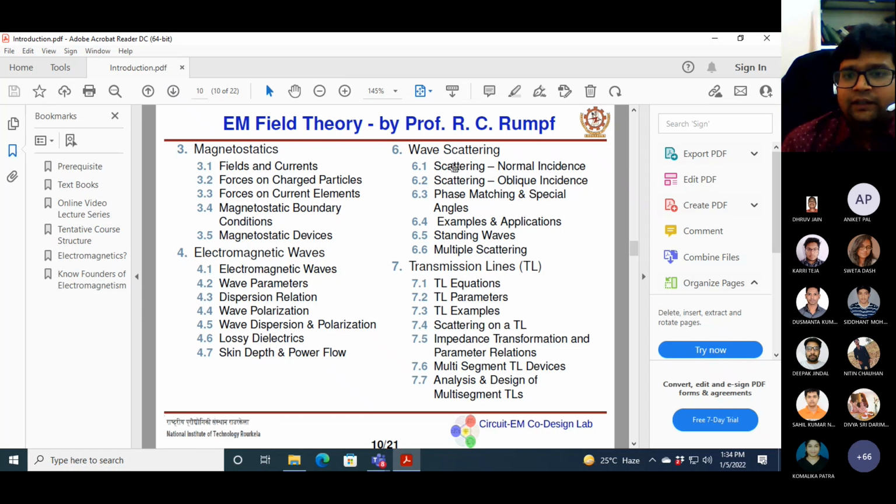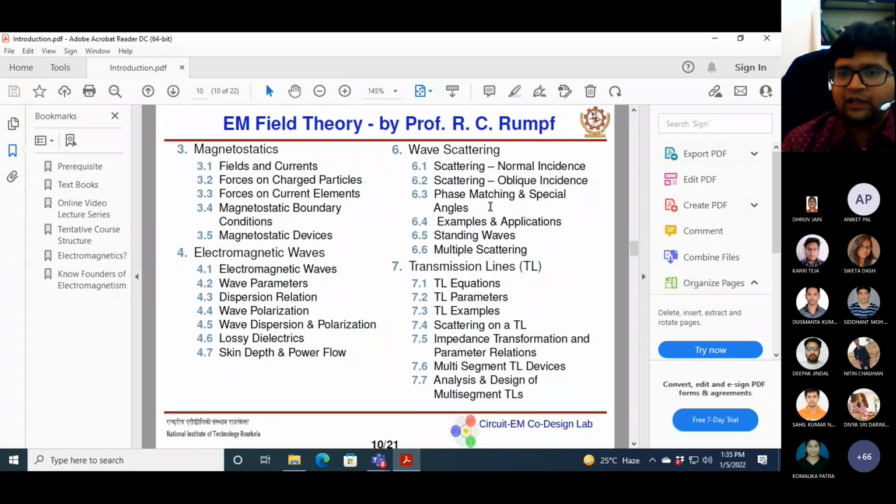Then we will discuss wave scattering. How does the electromagnetic wave get incident on a particular surface or material, how does it get reflected back, and how does some portion get transmitted into the medium? Those kinds of phenomena we will discuss. Scattering means two kinds of phenomena are occurring, transmission and reflection, along with the incident wave. That is why the term scattering is used.